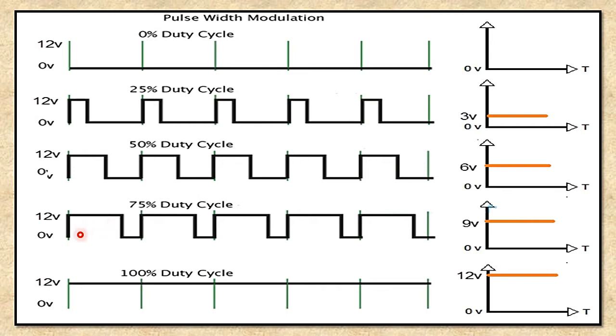75% duty cycle, the on time or the high time is 75% as that of the low or off time. Hence, the output voltage is 9 volts. 100% duty cycle, there are no on and off times, it is only 12 volts. Thereby, the output is 12 volts.